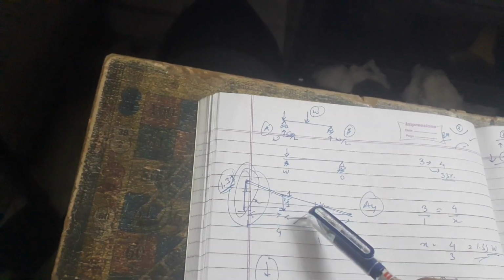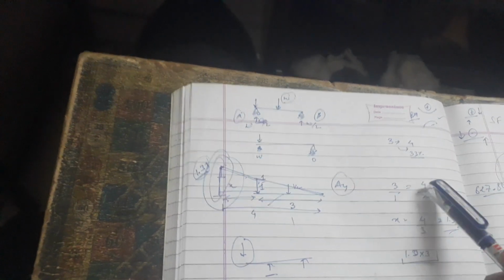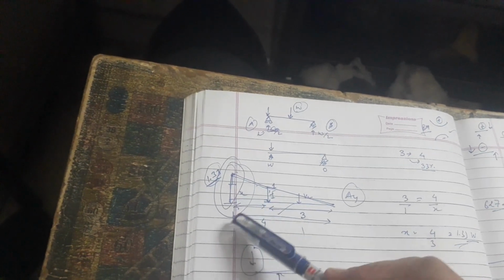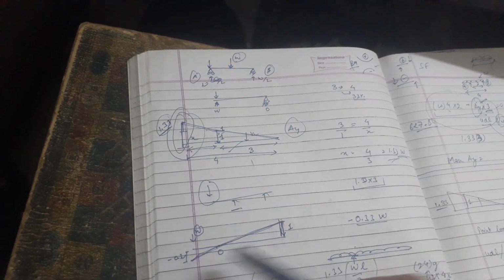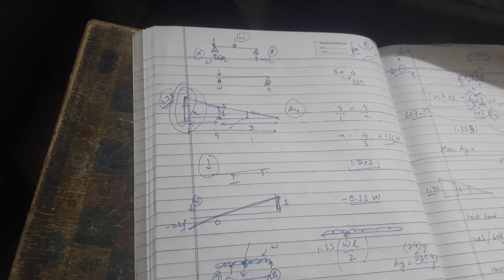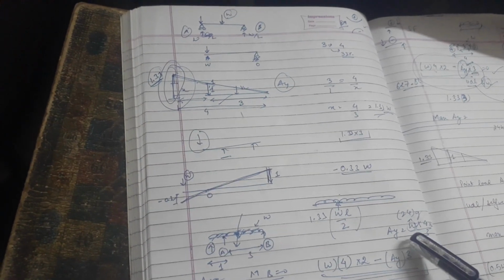Note here, this is weight W, this is W, this is W by 2. Then 3 by 1 is equal to 4 by X. We get X is equal to 4 by 3, which is equal to 1.33. Here it is A, this is B, this is W, this is 3, this is 1. At B is equal to 0, this is 1.33, WL by 2.